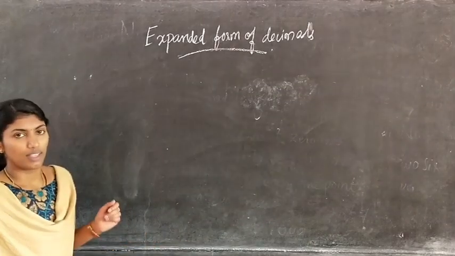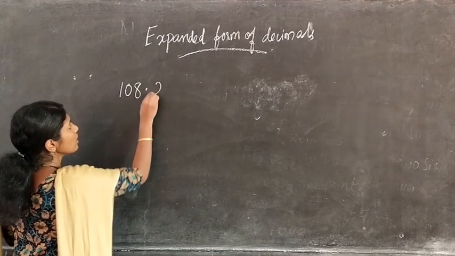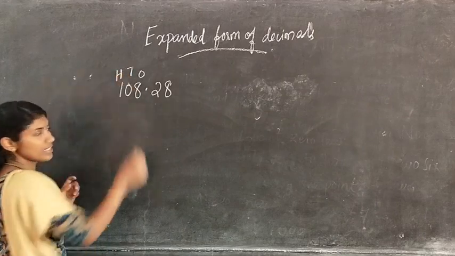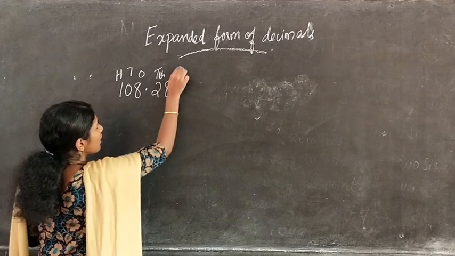Then consider another decimal number, that is 108.28. Here we have ones, tens, hundreds. Here tenths and hundredths.